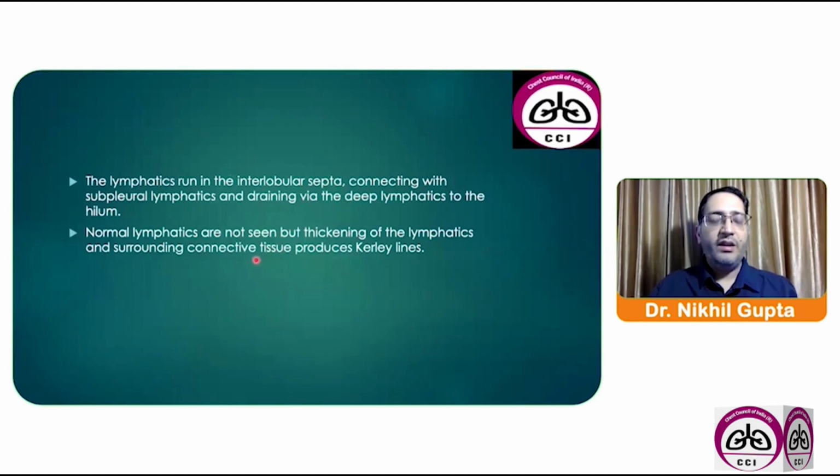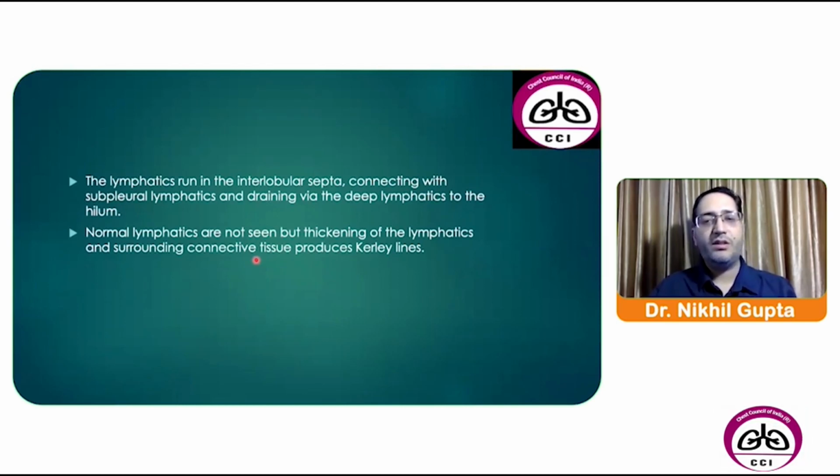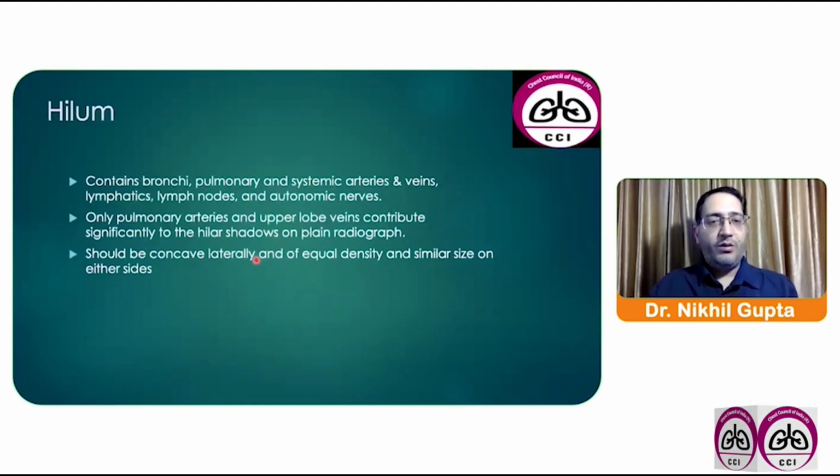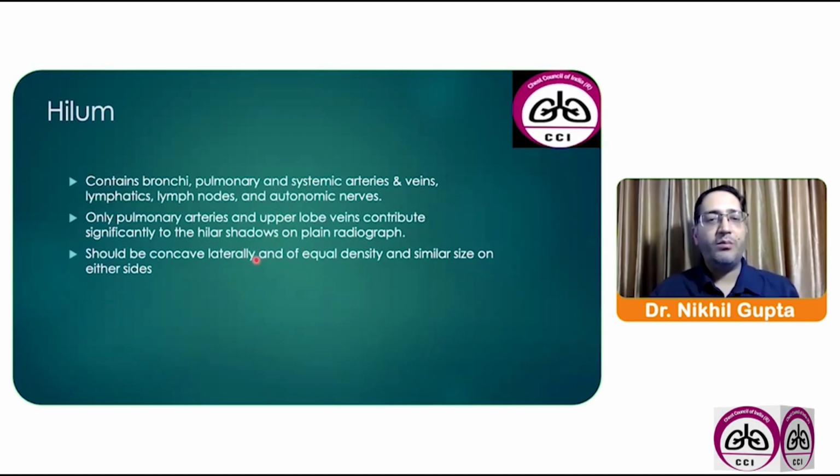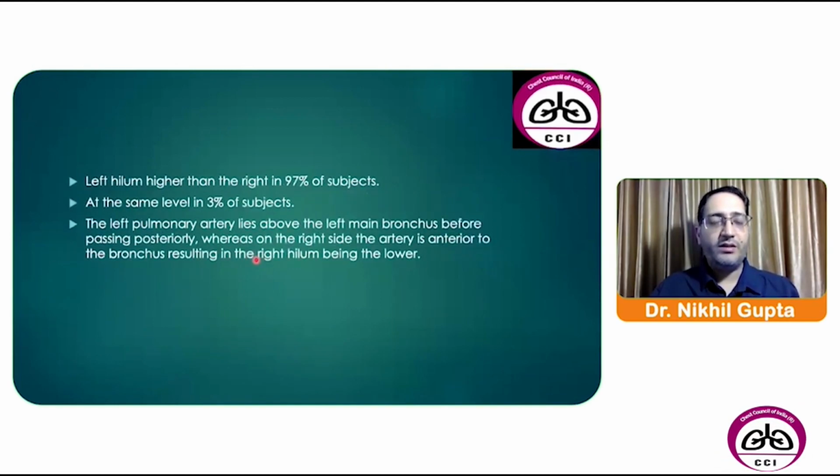The lymphatics run in the interlobular septa, connecting the subpleural lymphatics and draining via the deep lymphatics to the hilum. Normal lymphatics are not seen, but thickening of the lymphatics and surrounding connective tissue produces curly lines. Coming to the hilum, it contains bronchi, pulmonary and systemic arteries and veins and lymphatics, lymph nodes and autonomic nerves. Only pulmonary arteries and upper lobe veins contribute significantly to the hilar shadow on plain radiographs, which should be concave laterally and of equal density and similar size on either side.